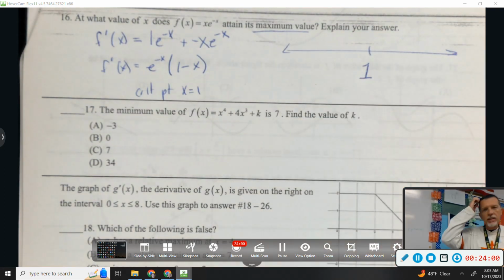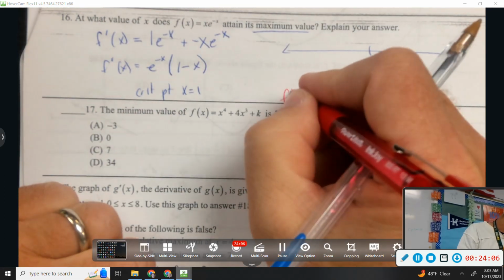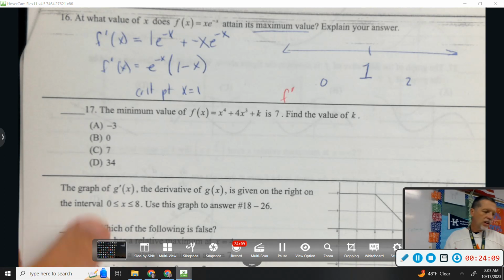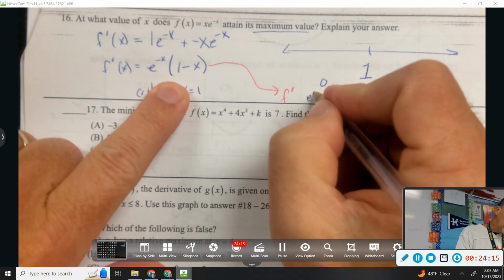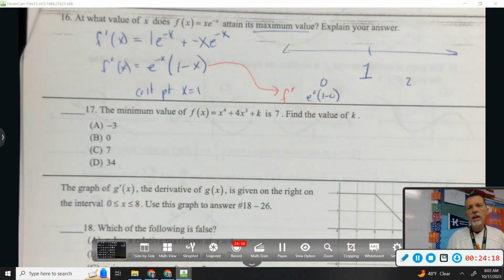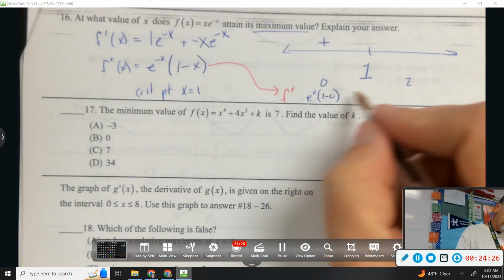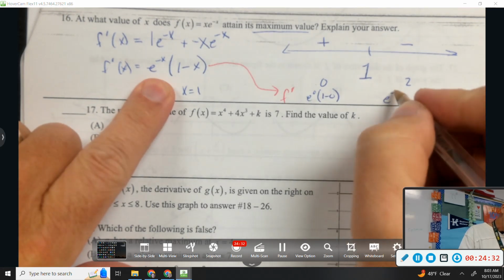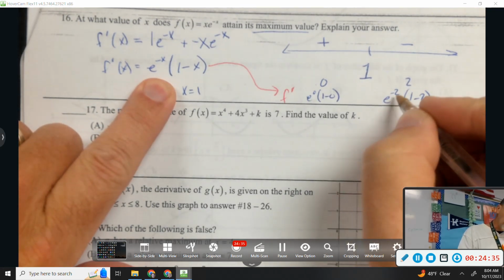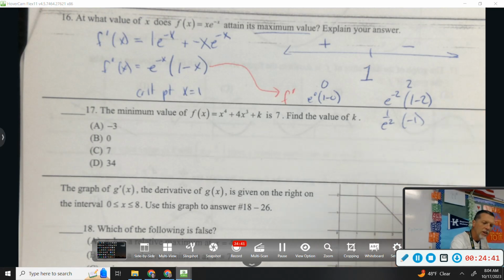So let's see what happens at x equals 1. If I plug in 0 to f prime, because I want to know increasing, decreasing, I get e to the 0 times 1 minus 0. E to the 0 is positive, 1 minus 0 is positive. If I plug in 2, I bet I get a negative because of the alternating rule. E to the -2, that looks funny, but remember that's just 1 over e squared, so it's positive, times -1, so yes, that's negative.